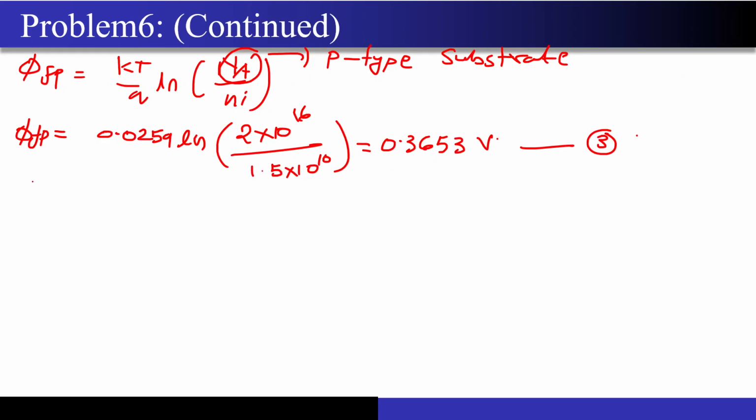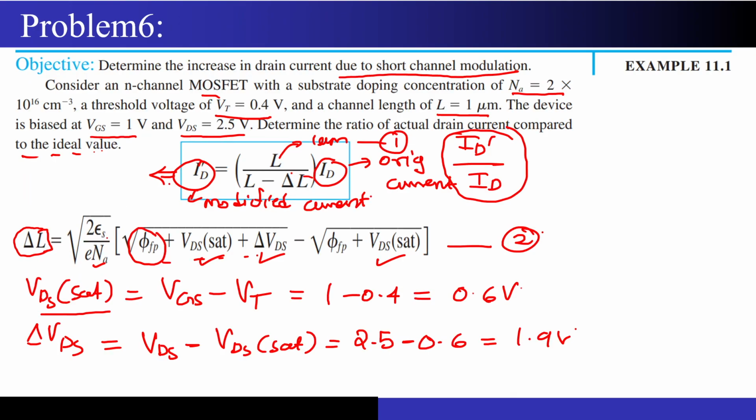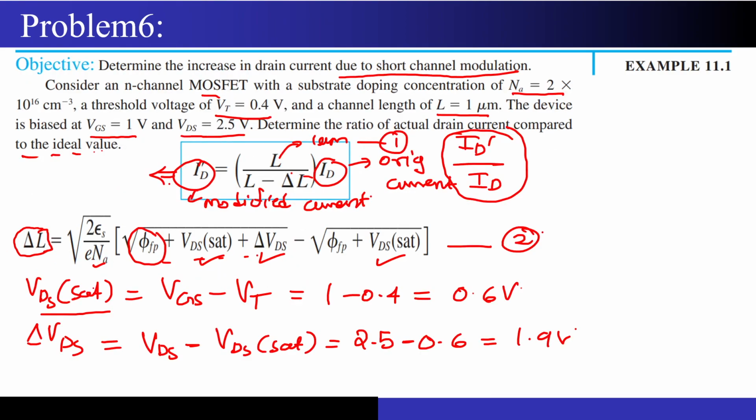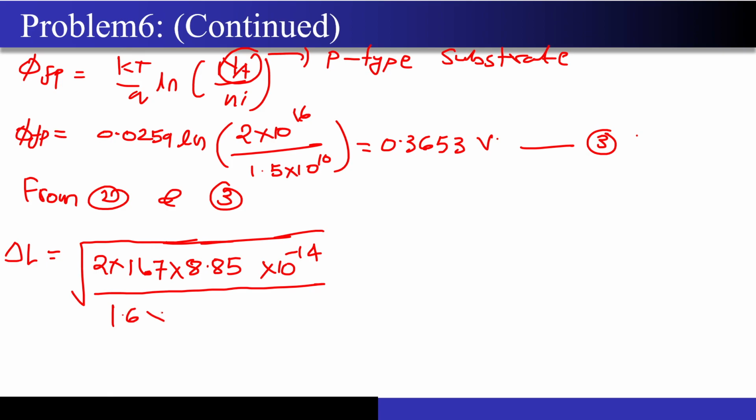So from 2 and 3, we will substitute everything in the formula of delta L, right? So now delta L is what? Root of 2 into epsilon S. Epsilon S is what? 11.7 into dielectric constant of free space, 8.85 into 10 to the power minus 14, correct? Divided by, I have Q into Na. Q is 1.6 into 10 to the power minus 19. Na they have given me 2 into 10 to the power 16, right?